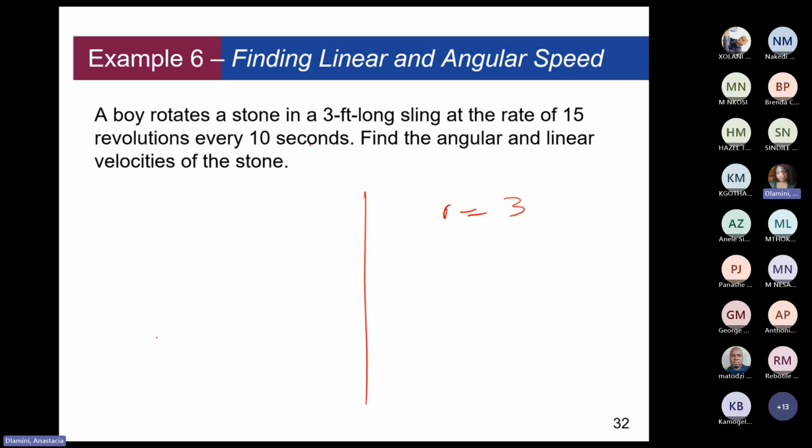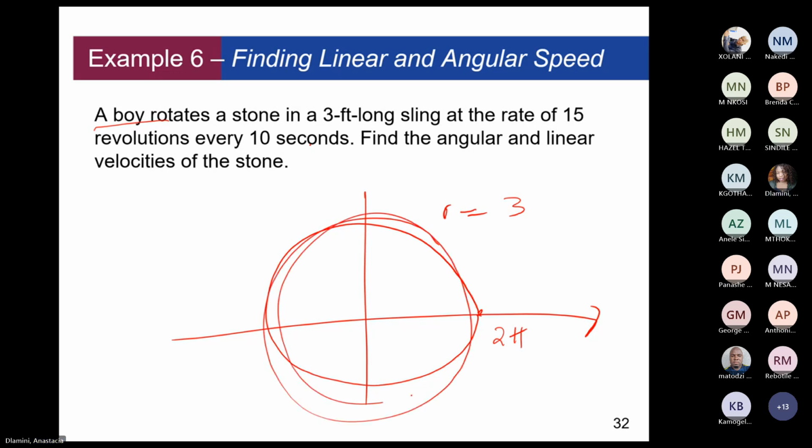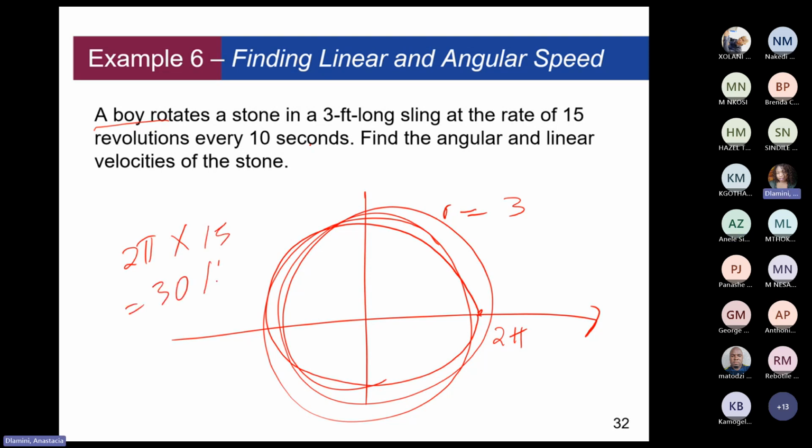So now, isn't it that he rotates 50 times? So the first rotation, it's what? It's 2 pi. So rotating 15 times, that will be 2 pi times what? Times 15. That is the way the 30 pi comes in.